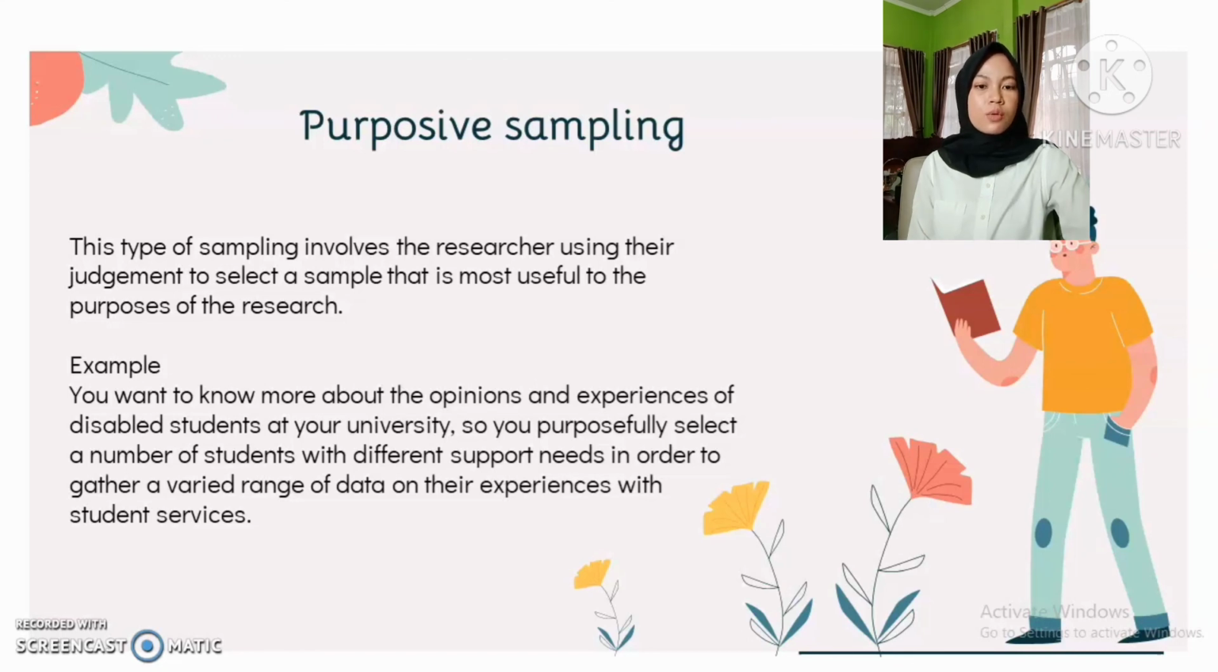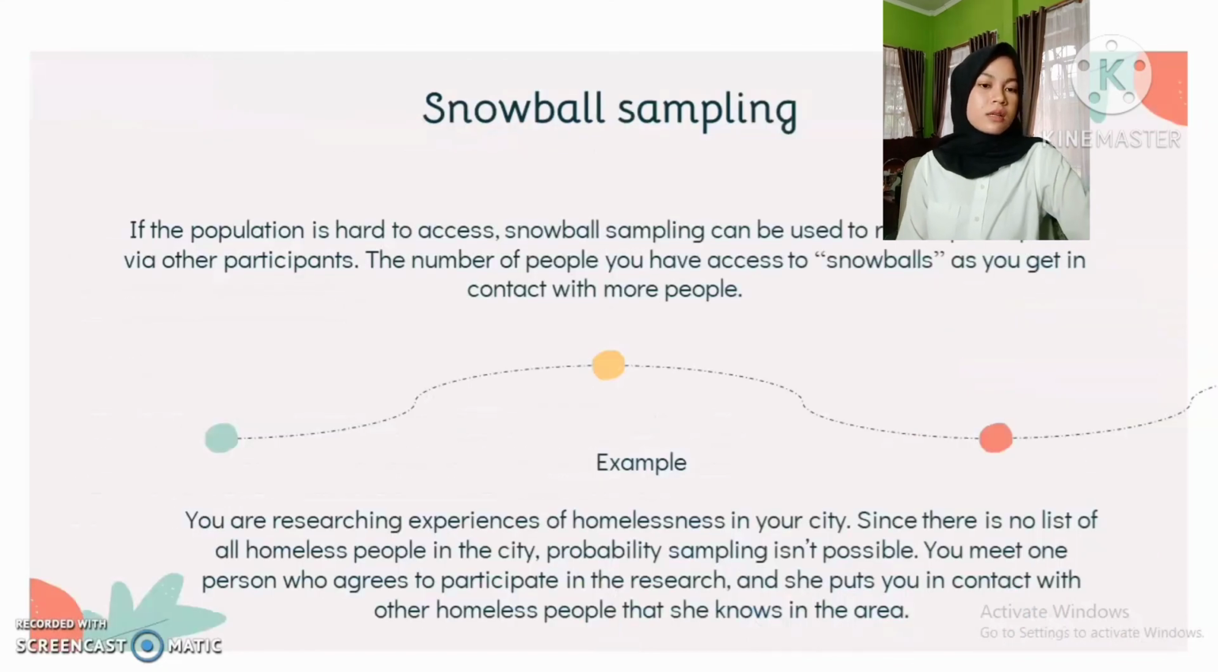And fourth is snowball sampling. If the population is hard to access, snowball sampling can be used to recruit participants via other participants. The number of people you have access to snowballs as you get in contact with more people. You can see the example in the slide.